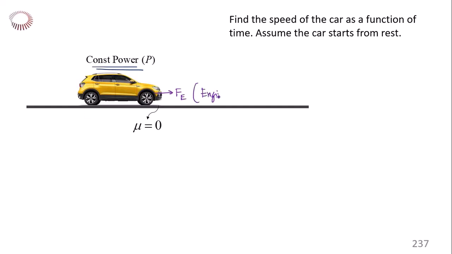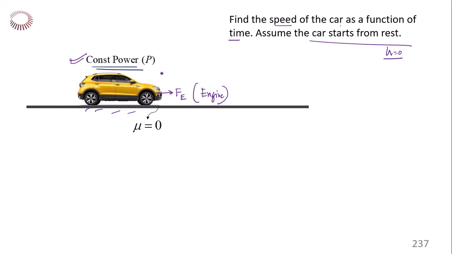So the engine is offering some kind of force. Because of that, the car is moving. You are told that the power by the engine is constant, so the engine is developing a constant power every time. Now you are asked to calculate the speed of the car as a function of time, assuming the car starts from rest. That is again u equals 0. And on this road there is no friction, so the only force acting is the engine force.